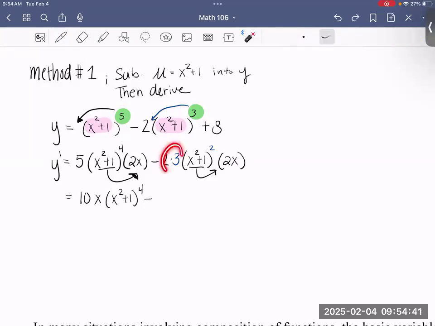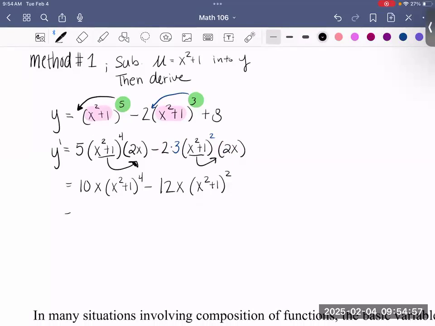Let's see, that would make 6 and then 2, so that's going to be 12. Now let's go ahead and clean up one more time and start to simplify. So pause the video, see if we can simplify here. So we have 10 and 12, so we can take out a 2 from each. We can also take out an x from each. We can also take out an x squared plus 1.